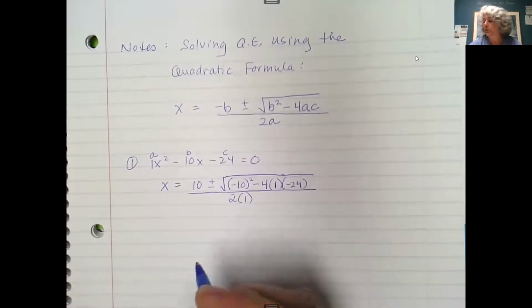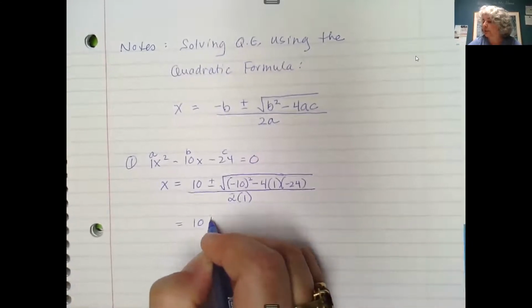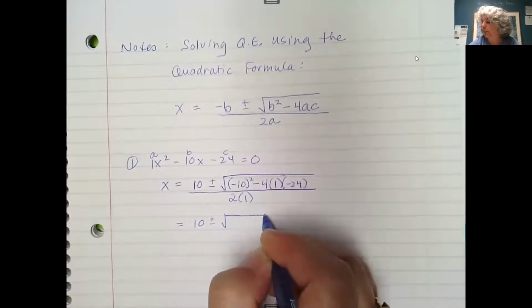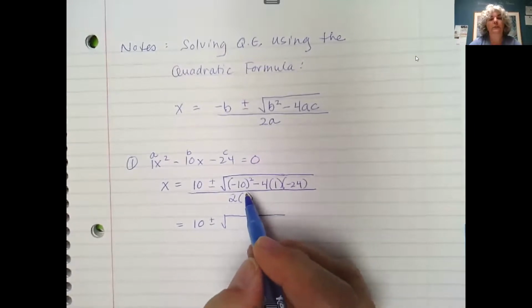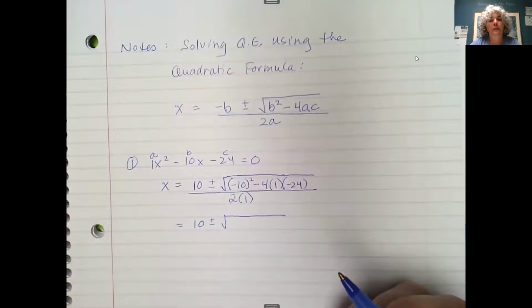And now what I'm going to do is simplify. So I have 10 plus or minus the square root. A -10 squared is 100.